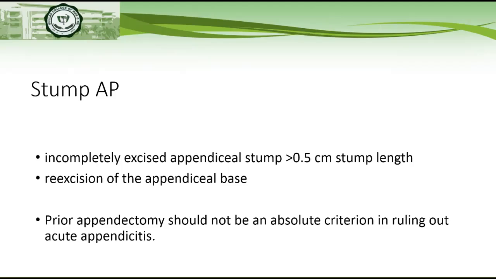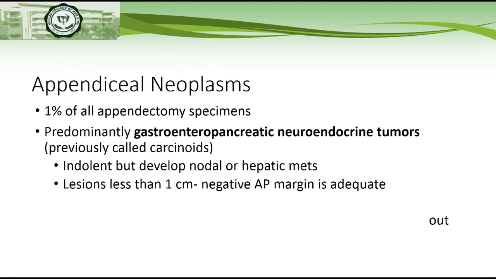Stump AP is when there is an incompletely excised appendiceal stump, something that's greater than 0.5 centimeter stump length. It's an uncommon complication. Optimal management requires re-excision of the appendiceal base. The diagnosis can be difficult and requires careful assessment of the patient's history, physical exam, and imaging studies. Prior appendectomy should not be an absolute criterion in ruling out acute appendicitis.